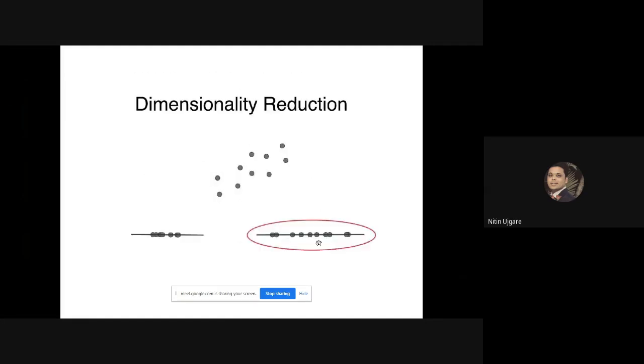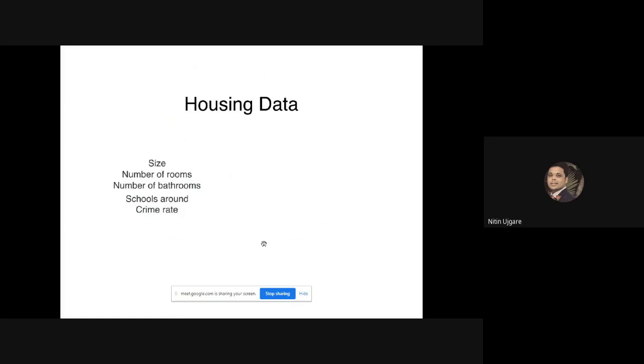So we were discussing this, right? We have just concluded that this line has a better projection for this set of points. Now let's discuss this in more detail by taking a suitable example. Let's say we have been given a housing data set with 5 columns. Each column represents one feature: the size of the room, the number of rooms in the house, the number of bathrooms, which schools are around the house, and the crime rate nearby. These are the 5 features we got as part of this data set.